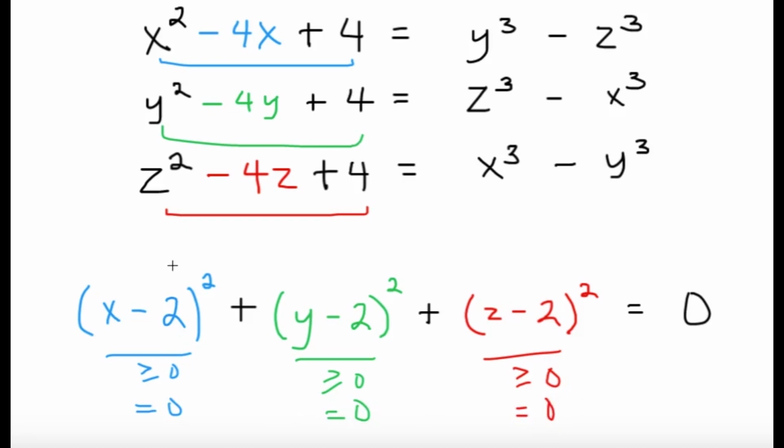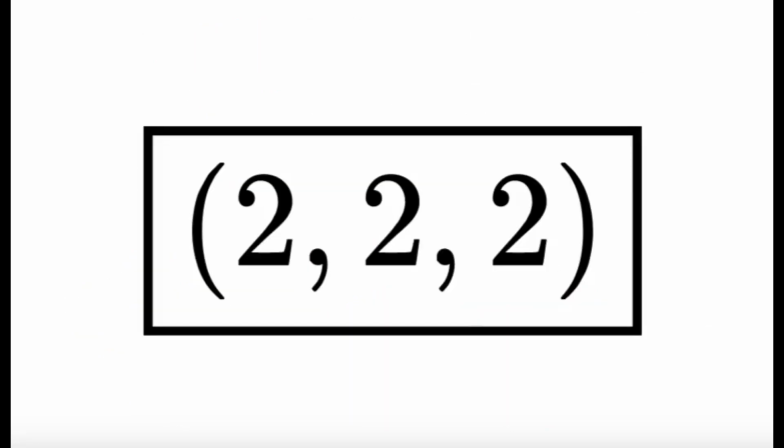When does this happen? Well, it can only happen when x equals 2, when y equals 2, and when z equals 2. Since there's only one possible case, which is all of these 3 should be equal to 0, we have the solution, and the only solution, 2, 2, 2. And this will be our final answer.